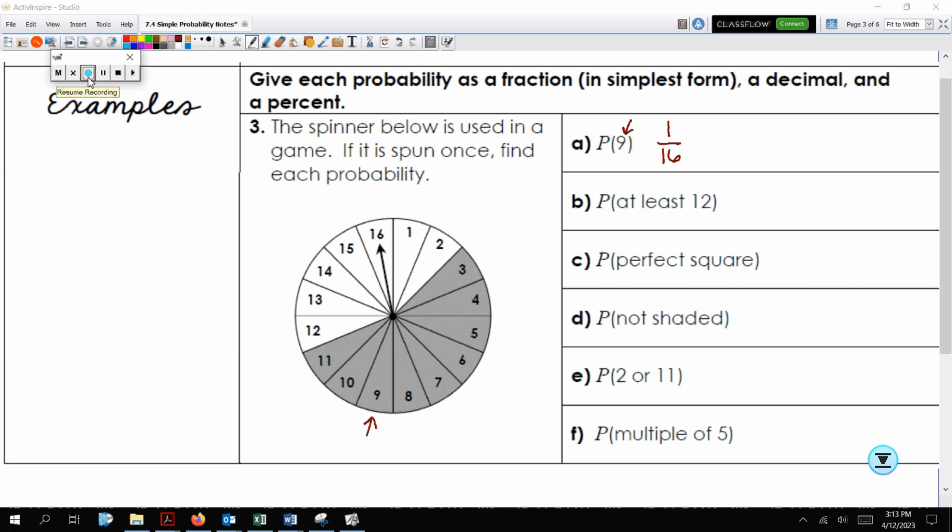So get out your fancy little calculator, sorry I had to pause for a second, and take 1 and divide by 16 and tell me what that decimal is. That is 0.0625. To find out what the percent is, you take that decimal and you multiply by 100. So if I take, it's already in my calculator, just times by 100, and that gives me 6.25%.